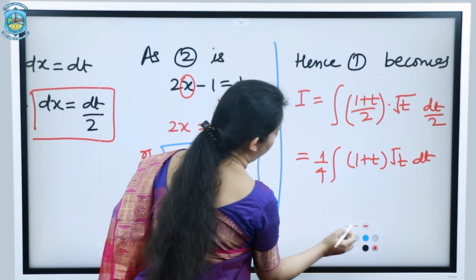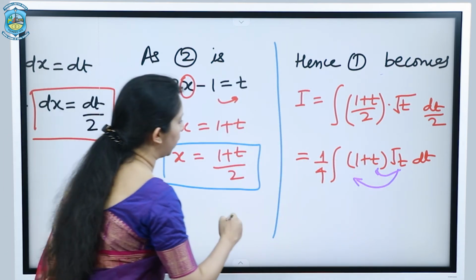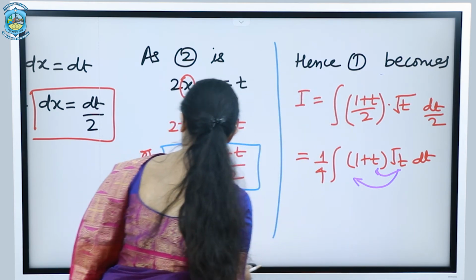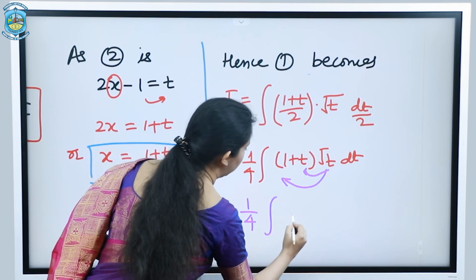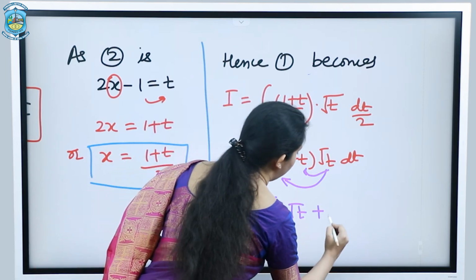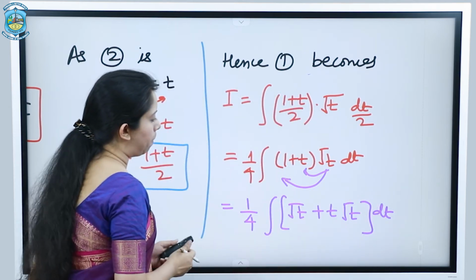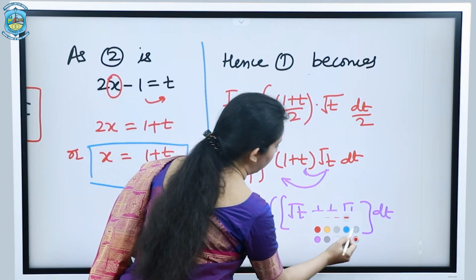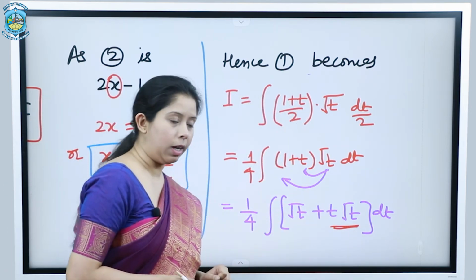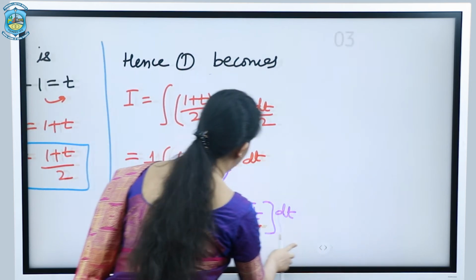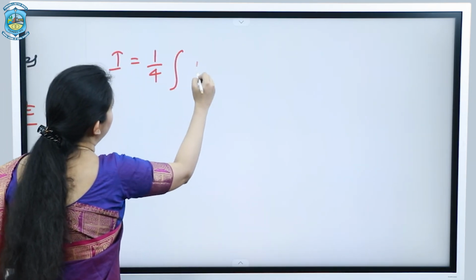That means to find the value of this integral, we will have to multiply this square root t within the bracket. So what we will get? So here we will get 1 by 4 within the integral, this root t will get multiplied. So we will get t multiplied by root t into dt. So by power and exponent property, t multiplied by square root t, we will simplify this and we will get the power as 3 by 2. So finally I is equal to 1 by 4 integral t.